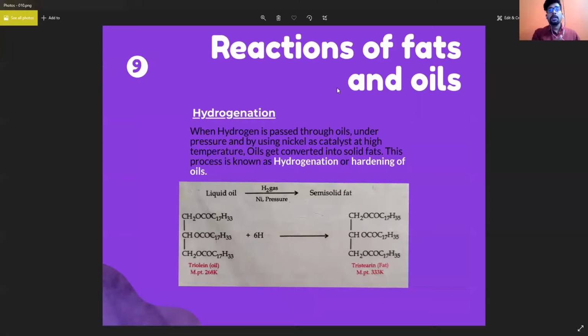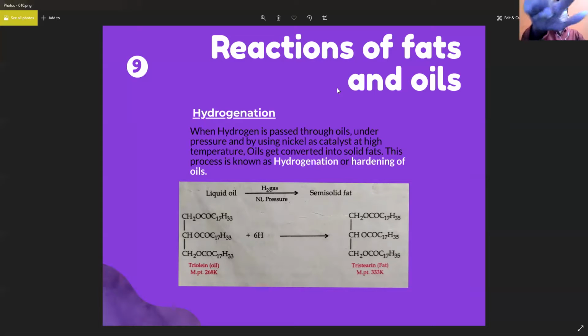Next, hydrogenation. Hydrogenation means addition of hydrogen molecules. Generally, vanaspati ghee is prepared by this process. In hydrogenation, liquid oil in the presence of hydrogen gas and a nickel catalyst, or a finely divided nickel catalyst under pressure, is converted to semi-solid fat.